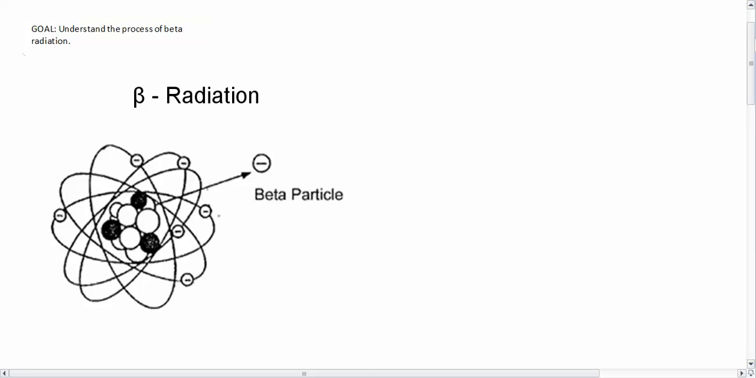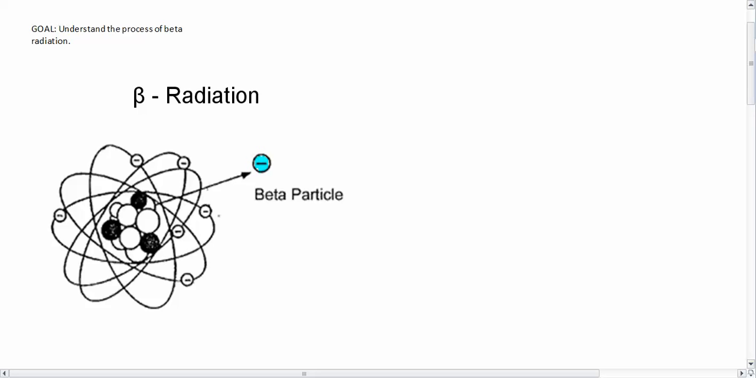One of the ways in which alpha radiation and beta radiation are similar is that they come from inside the nucleus. We saw that alpha particles were just a chunk of protons and neutrons that were ejected from the nucleus. A beta particle is similar, but instead of being two protons and two neutrons, it's actually just an electron. So it's an electron that came from the nucleus.